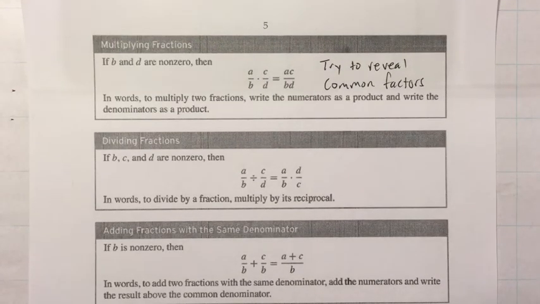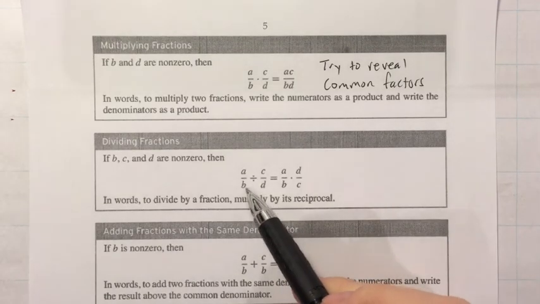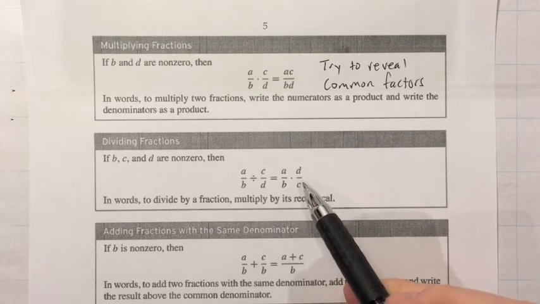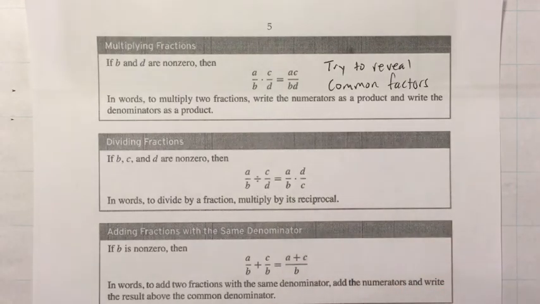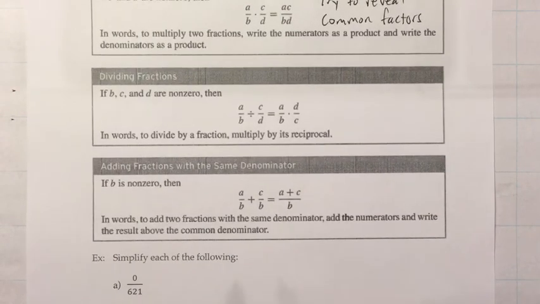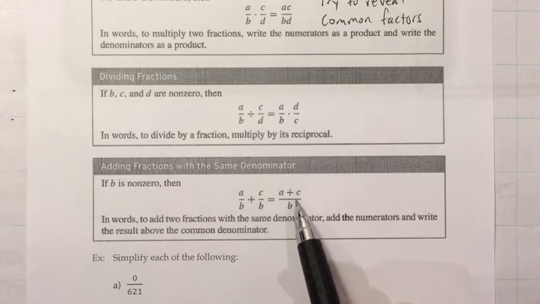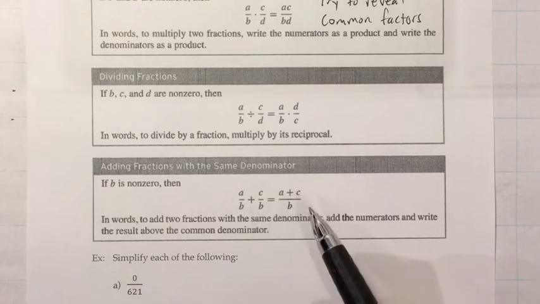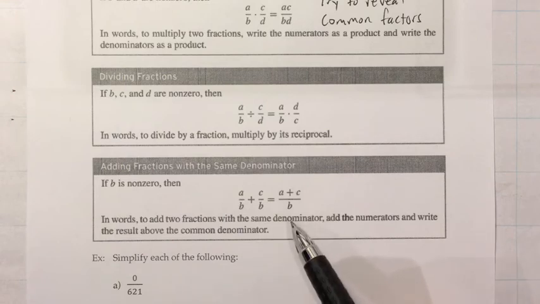When you're dividing fractions, it's a over b divided by c over d. We're going to multiply by the reciprocal of the divisor. So the one on the right will be the reciprocal, the one on the left will be left alone. And then when you're adding, you have to have a common denominator, and if you do, you can just add the numerators or subtract the numerators if it's subtraction, same idea, but you have to have a common denominator.